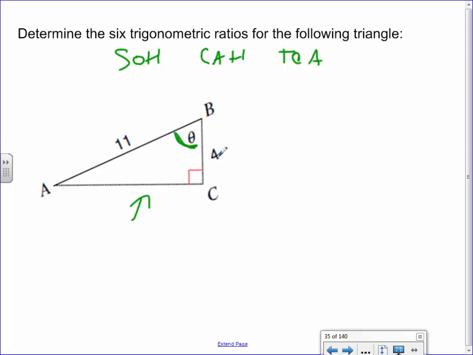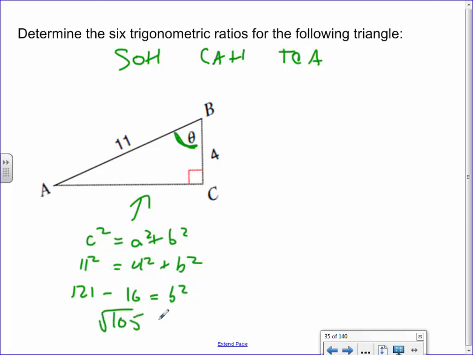if this is 4, hopefully I'm not going way too fast, c squared is a squared plus b squared. 11 squared equals 4 squared plus b squared. 121 minus 16 is b squared, so it's the square root of 105. I hope I didn't do that way too fast for you to follow. We now have all 3 sides. One side is 11, the other side is 4, and the remaining side is root 105.